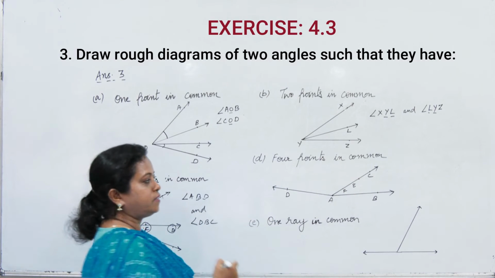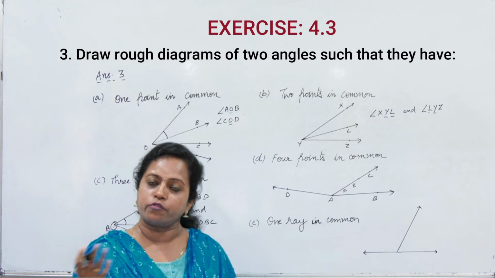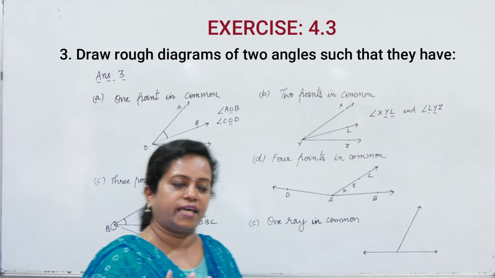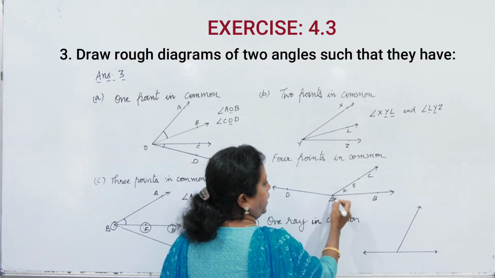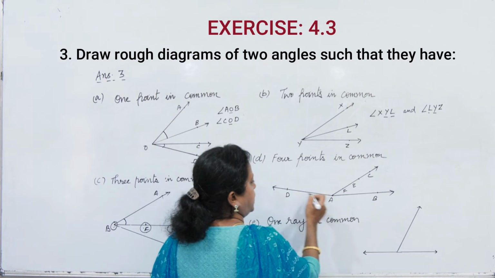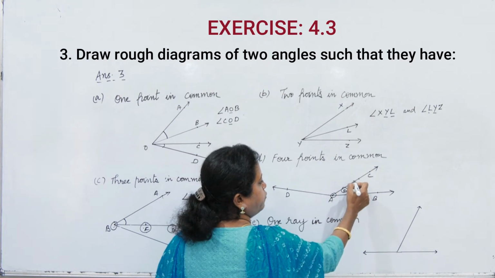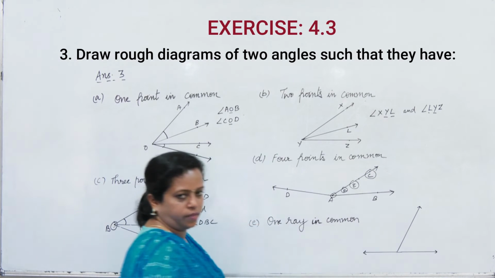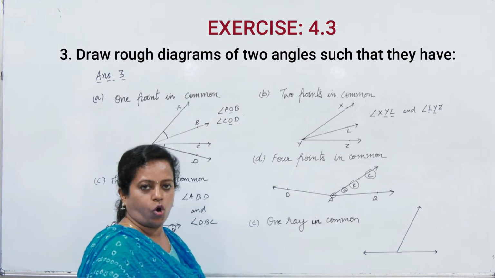That is, other than the 3 letters, we are marking some other points. You know that a ray is made up of many points, so you can take any points. In this case, if you take angle BAC and angle CAB, the common points will be A, F, E and C. Clear?